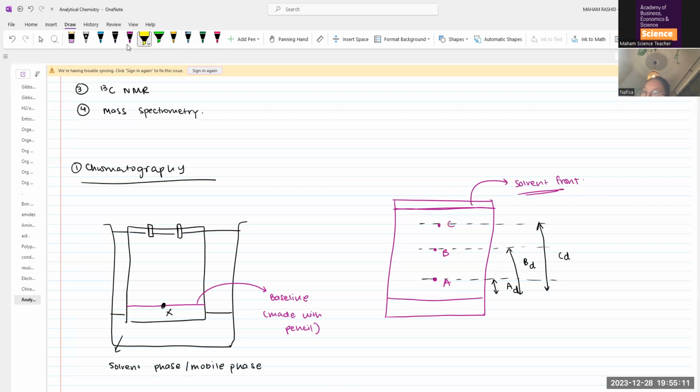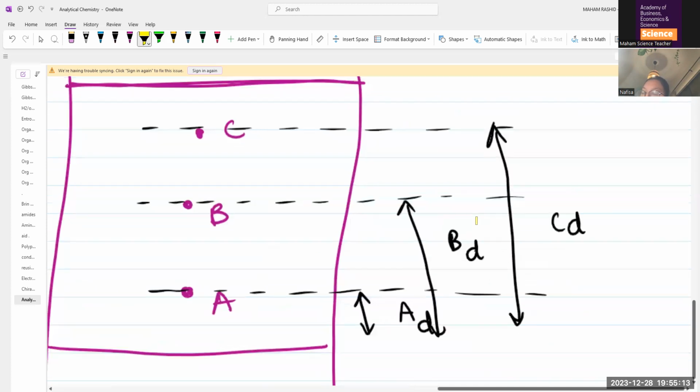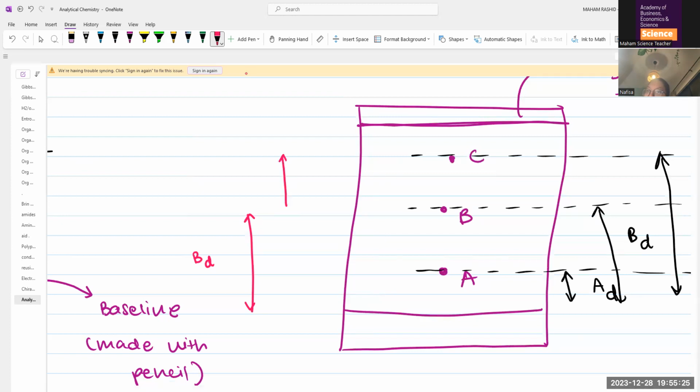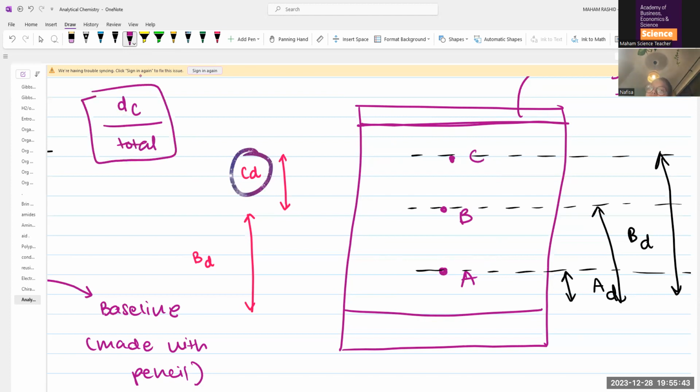This will be the distance traveled by B, and this will be the distance traveled by C, right? So in MCQs, what they usually do is they are going to probably give you this distance, this distance, and this distance. Now you need to remember, if they ask you, okay, what's the retardation factor for C, what do you do? Distance traveled by C over the total distance traveled. I will discuss this in detail. But when you need the distance traveled by C, what a lot of students tend to do is they take this value, which is wrong.